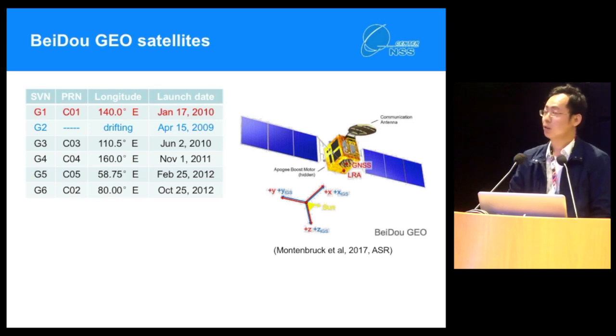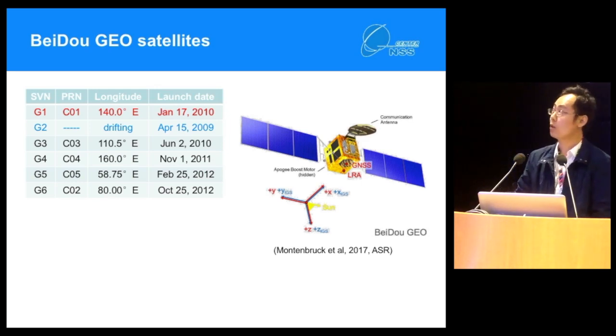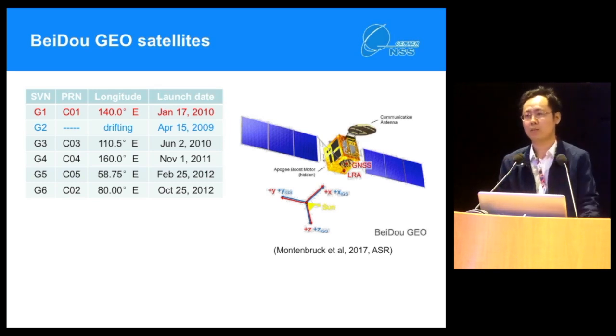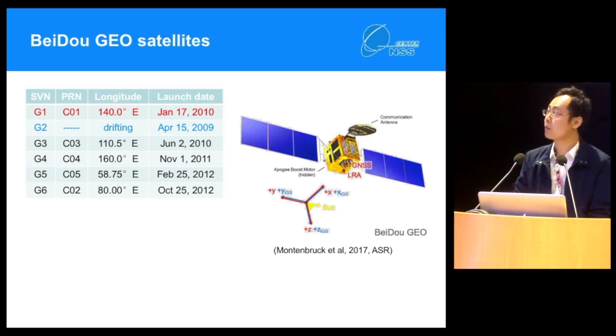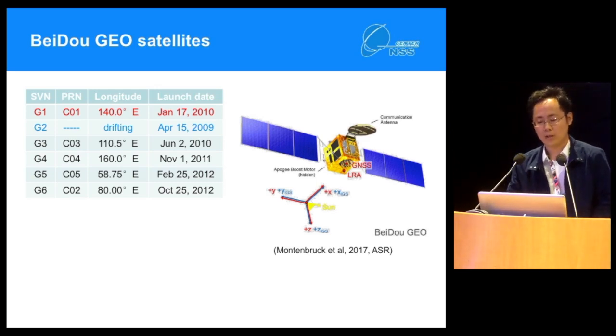For BeiDou, the second generation BeiDou satellites, whether IGSO, MEO, or GEO, are all based on the 2A satellite platform. So the satellite bus is the same for IGSO, MEO and GEO, except that the GEO satellites carry communication antennas.